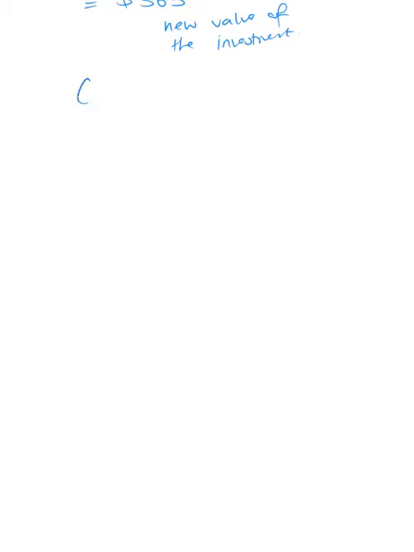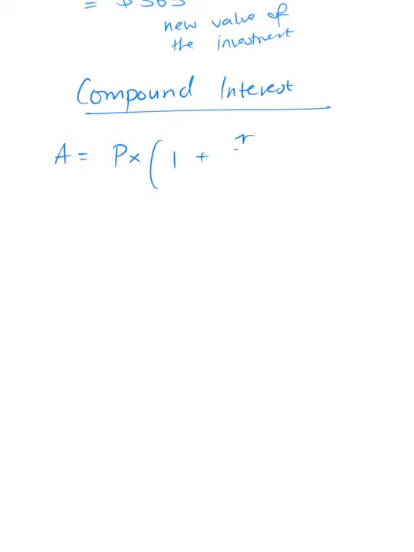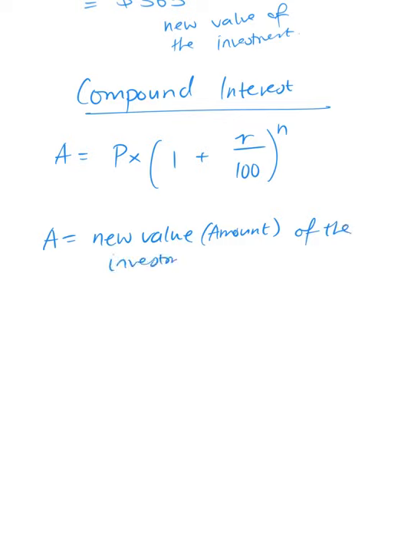The compound interest formula gives us the new value of the investment or the loan after n years. So over here we have A equals P times (1 plus R over 100) to the power of n. Now A stands for the new value or amount. It's often referred to as the amount of the investment or the loan, depending on the context of the question.